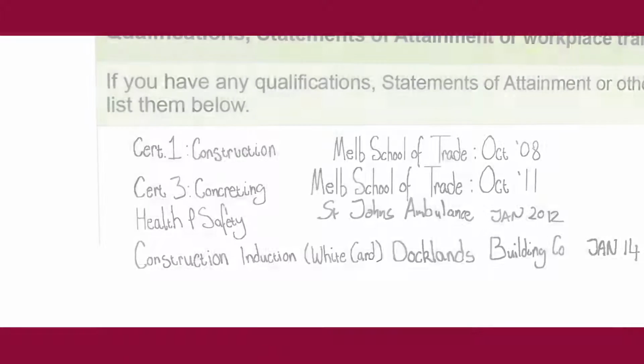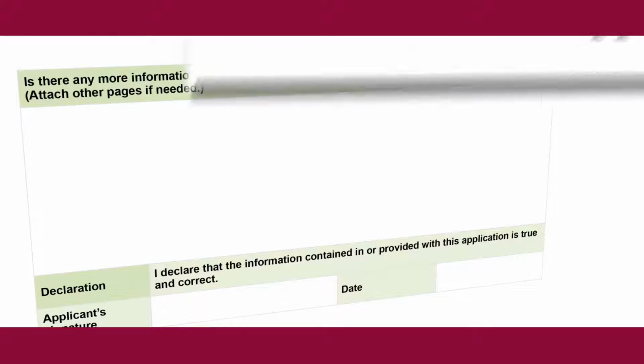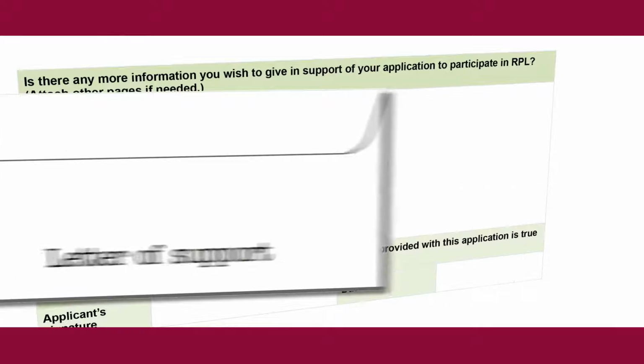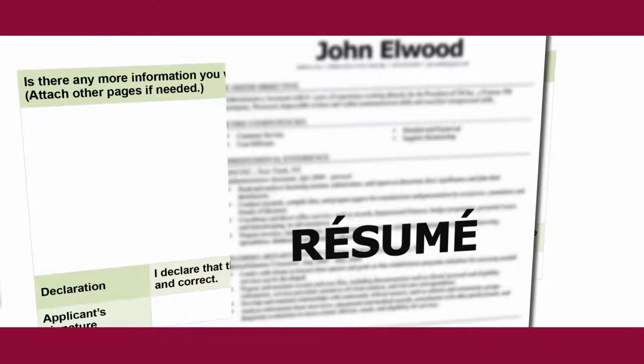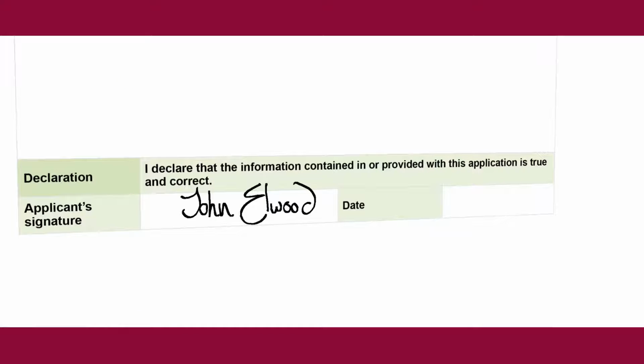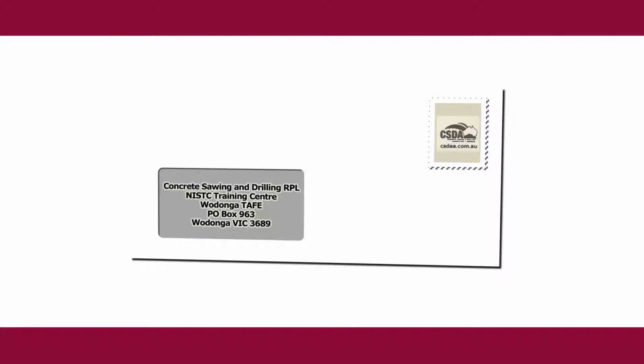You may have other information to support your RPL application, such as a letter of support from your supervisor or boss describing your work and length of employment, a current CV or resume, or a copy of your job description. Lastly, don't forget to sign and date your form and then post off or email to Wodonga TAFE.